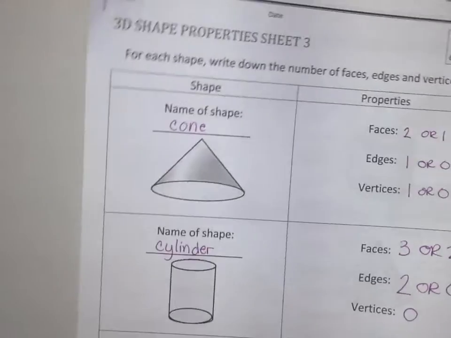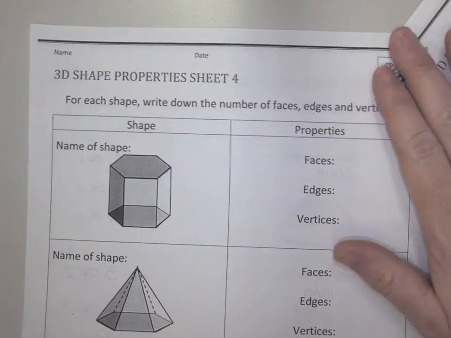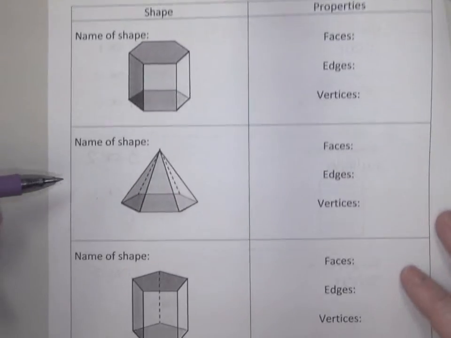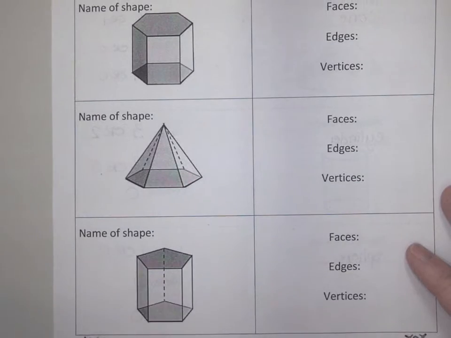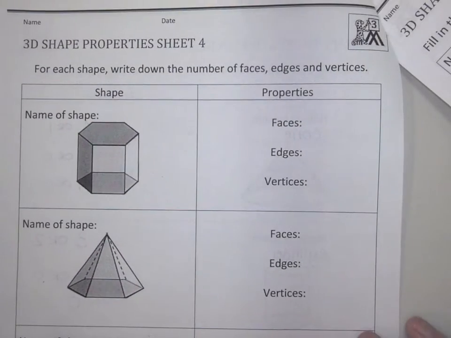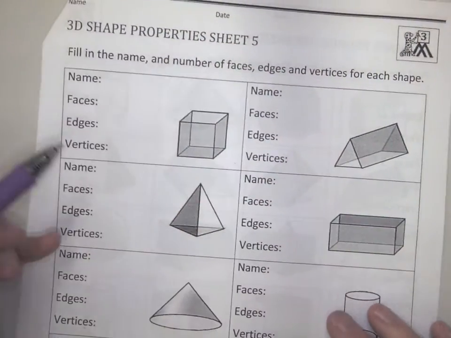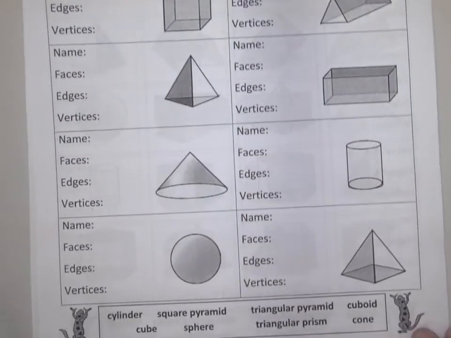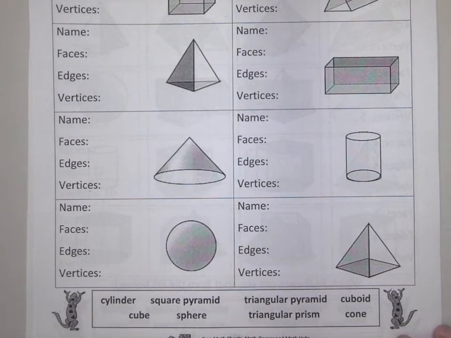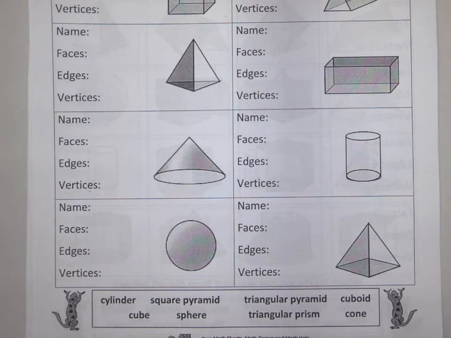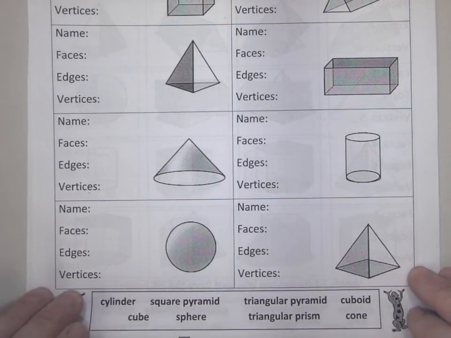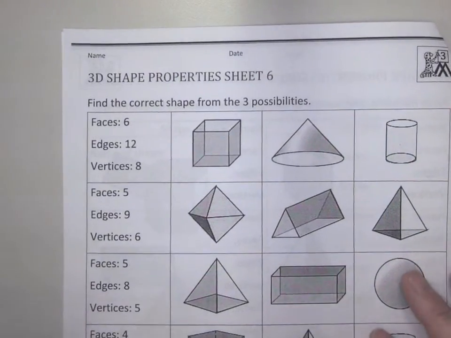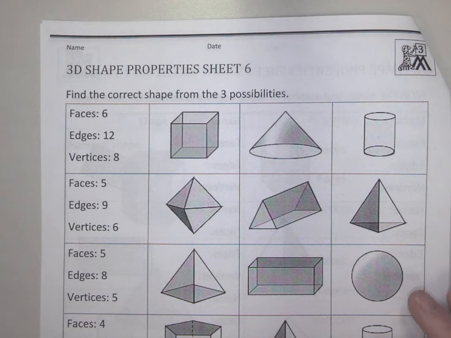What you're going to do now is I want you to complete sheet 4, where you're going to again name the shapes, count the edges, count the faces, count the vertices, and put them here. On sheet number 5, same thing, name how many faces, how many edges, how many vertices. The nice thing about this one is there is a key at the bottom with names of the different shapes. So you can also use those on the previous page if it helps you. The last 2 are a little bit different. Here what we're going to do is we're going to find the correct shape from the 3 different possibilities.